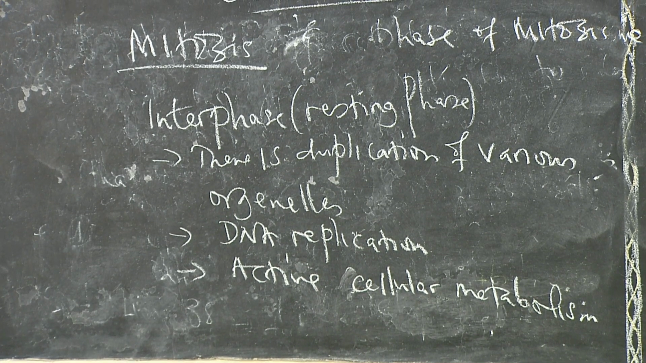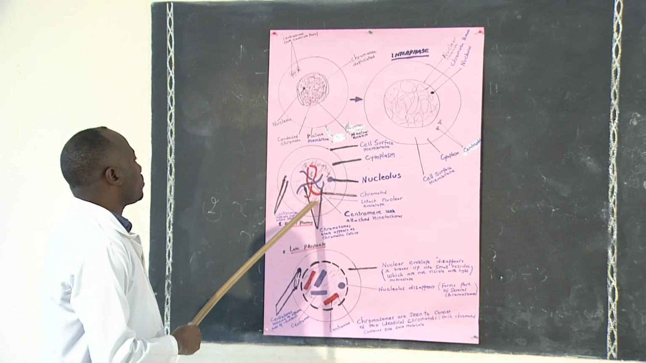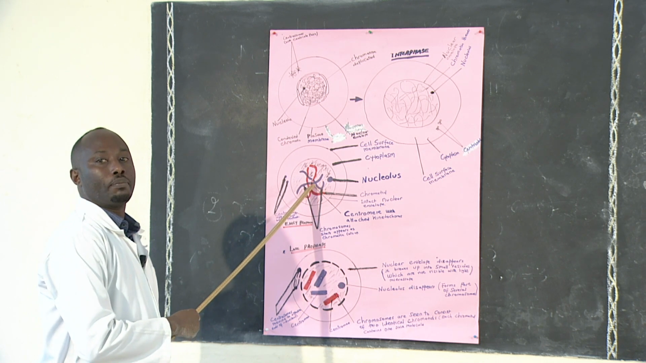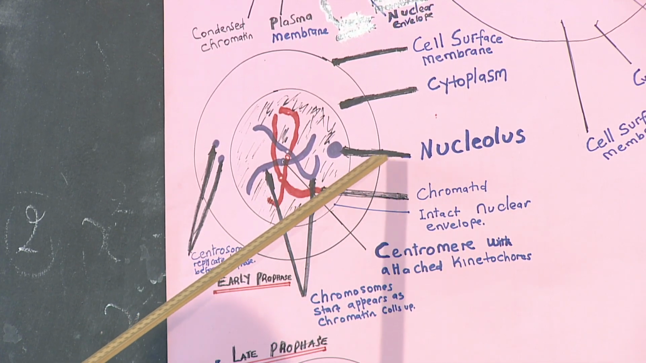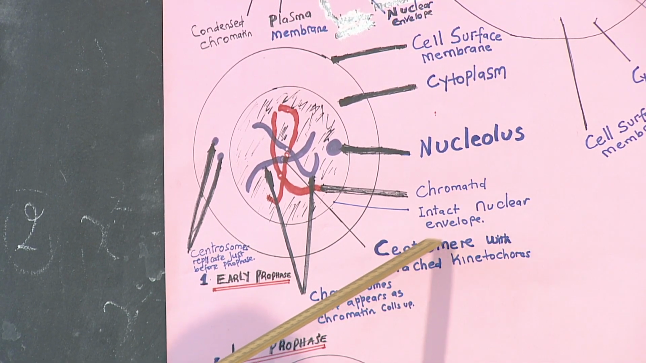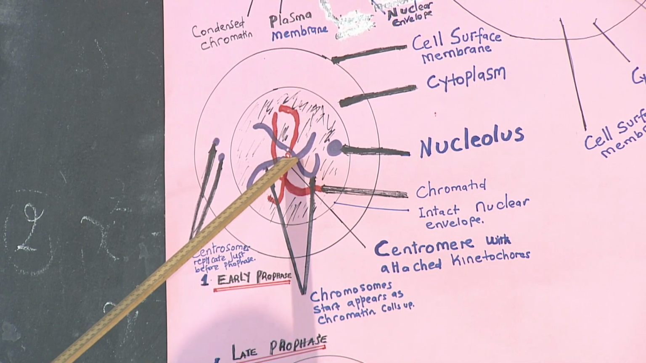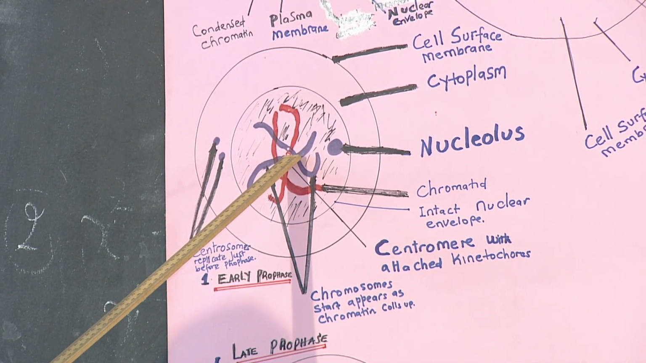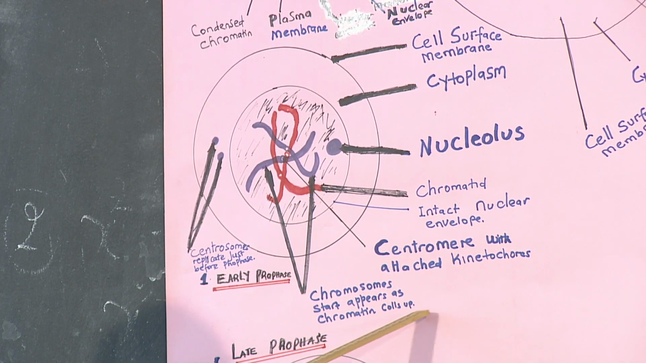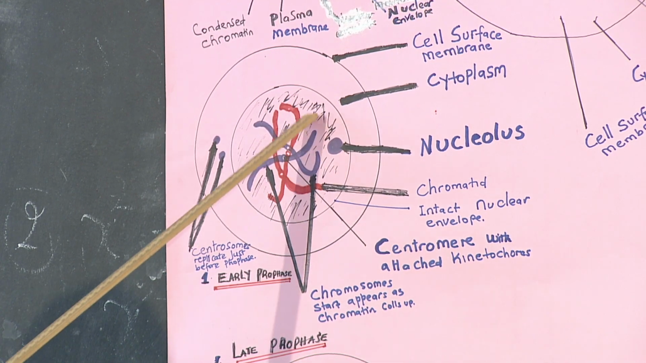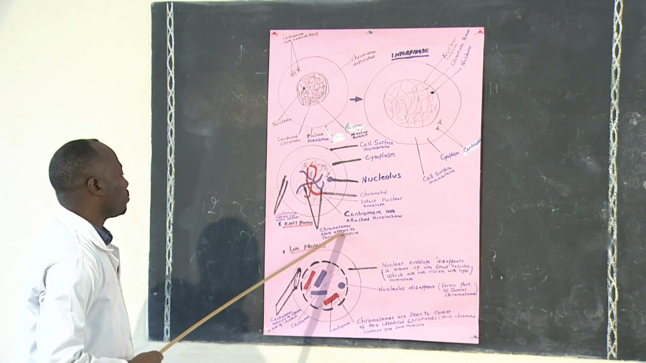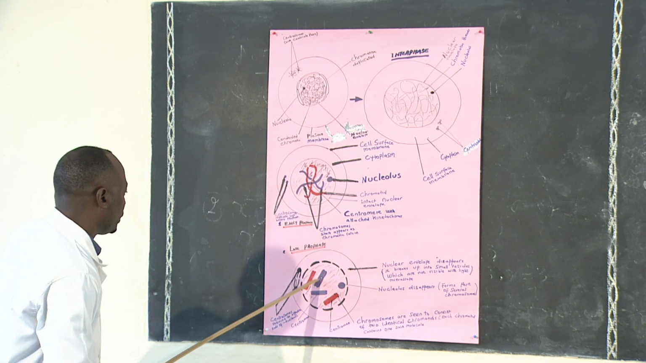In prophase, you can see the chromosomes are not visible in the earlier stage, they are condensed, but here the chromosomes are visible on a light microscope. You can see the nucleus is still there, with the nuclear envelope intact. There is the centromere, where the 2 chromatids meet, attached to the kinetochores. The chromosomes start to appear from the chromatins. Before, the chromosomes were not visible, but in prophase, the chromosomes are visible.